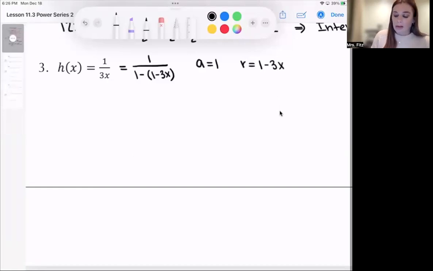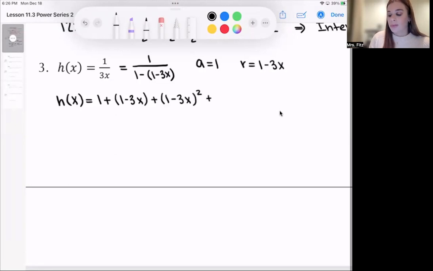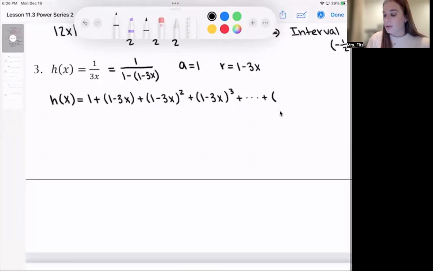Okay, so we're going to go ahead and write this as a geometric power series. So our first term is 1 plus our second term is we multiply by 1 minus 3x. Multiply by 1 minus 3x again, we get (1 minus 3x) squared. Multiply again, (1 minus 3x) cubed, right? Plus dot, dot, dot, plus, let's do our general term. It would be (1 minus 3x) to the nth power plus dot, dot, dot.